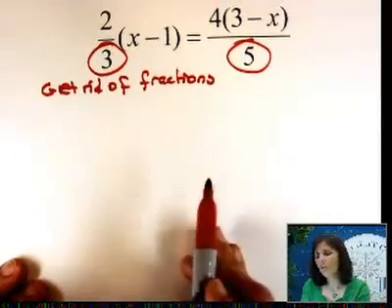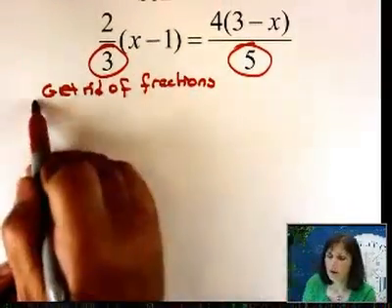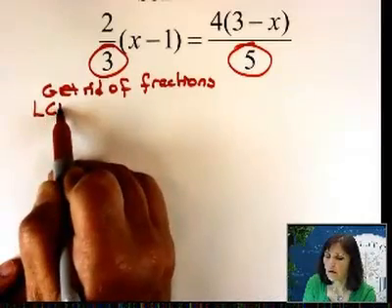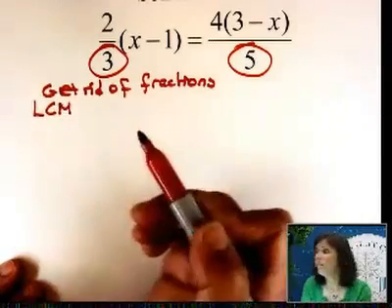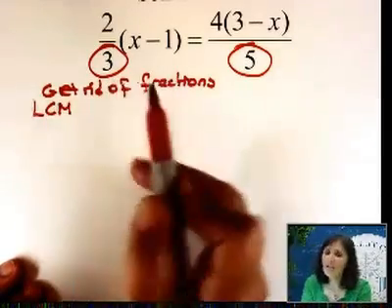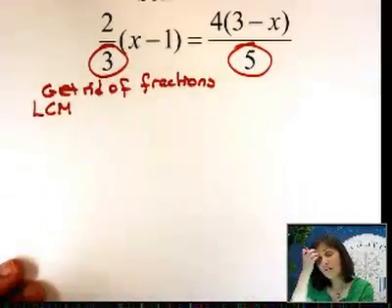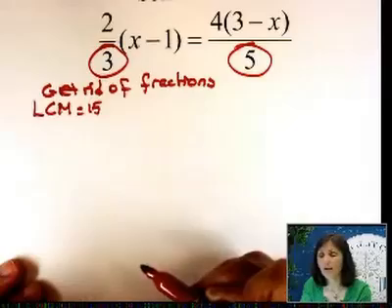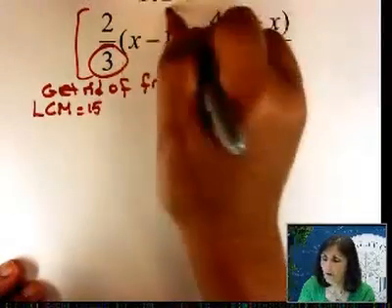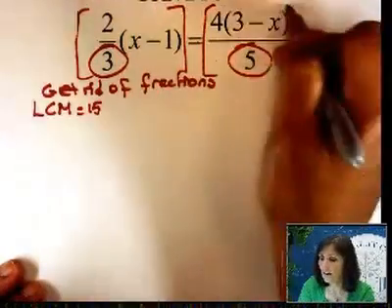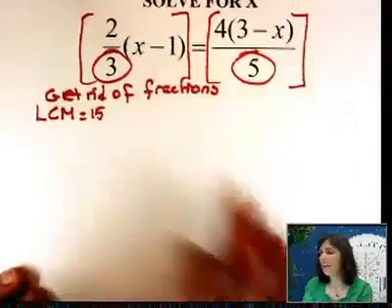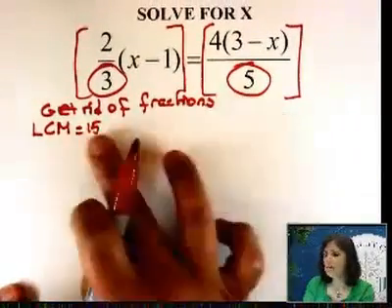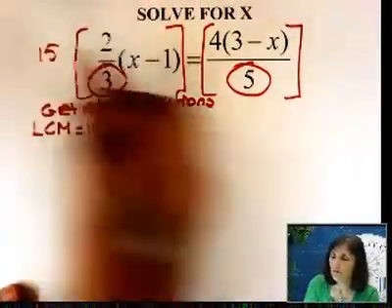And then what you can do is find the lowest common multiple. I assume you know how to do that. One quick way is just multiply them across. So 3 times 5, that's 15. Take that lowest common multiple and put brackets around your left and your right, and multiply left and right by that lowest common multiple you found. 15, 15. Watch.